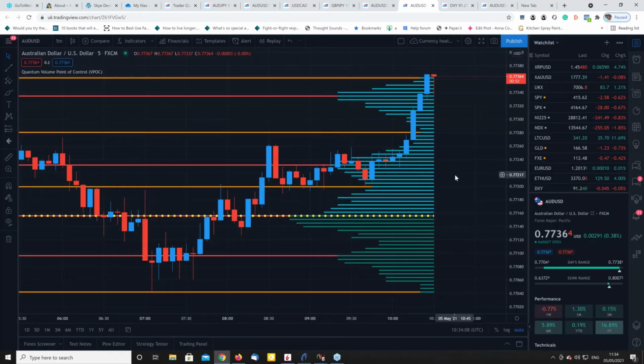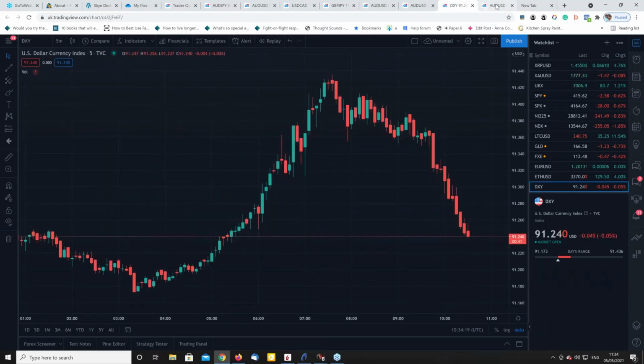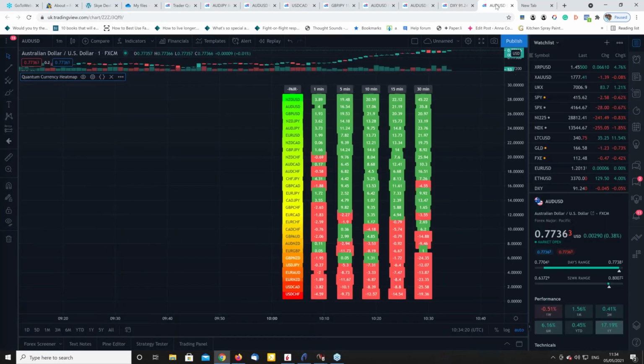This is the VPOC on TradingView. Very similar to all the other platforms. That's the VPOC there. And then you've got the volume profiles above and below with all the various levels of high and low volume nodes. That's the dollar index. Finally, I'm just going to go back onto the heat map on NinjaTrader, because Anna just wanted to highlight that, and it's something we should do a lot more of.